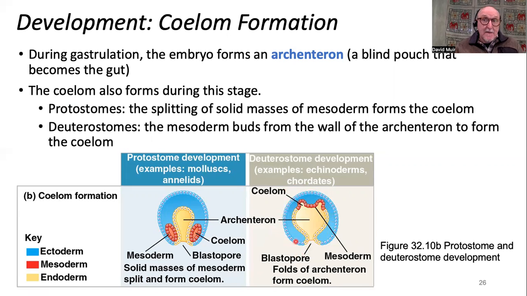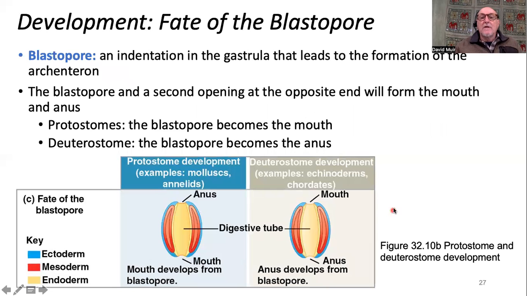When this is complete, both of them have these double layers of mesoderm around here with the coelom in the middle, and both of them at this stage still have one opening, which is the blastopore. And now there is a difference in the fate of the blastopore.